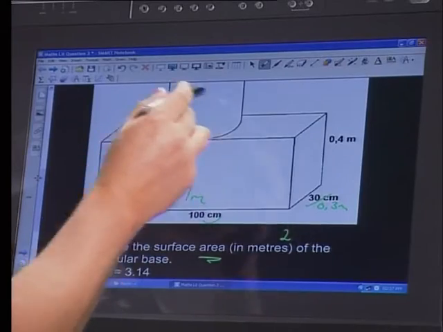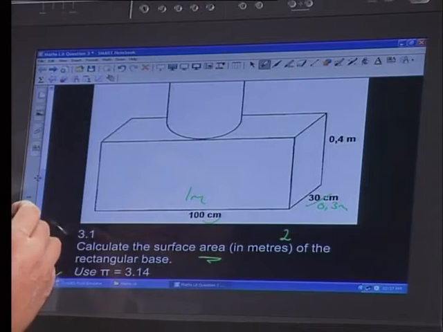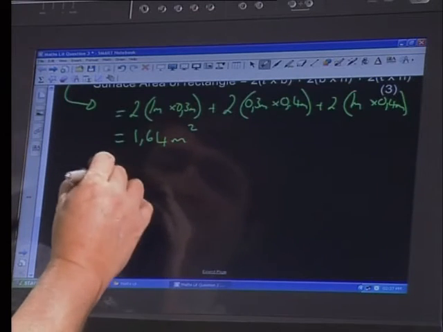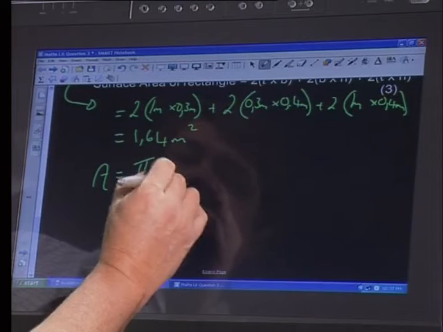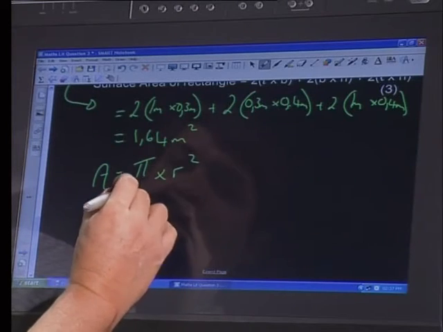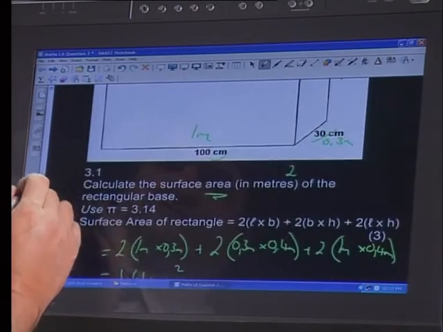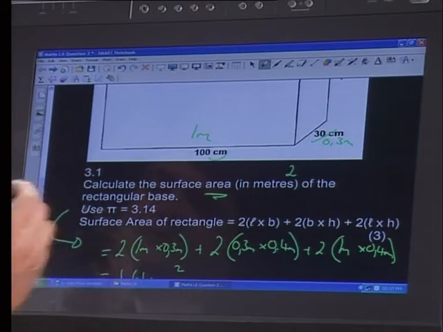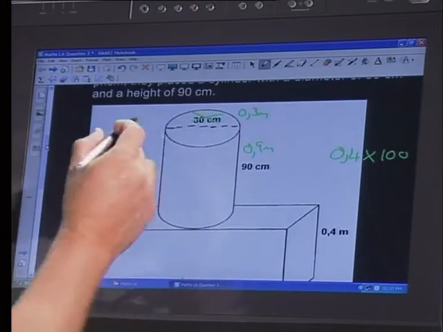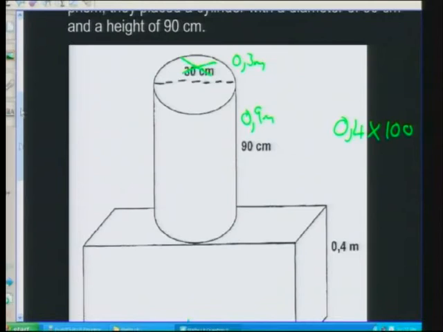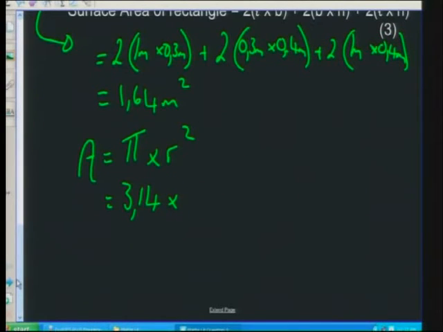How are we going to take that out? We've got to find the area of that circle. Now, area of a circle is equal to pi times r squared. Pi is 3,14. Why? Because the question says use pi as 3,14. Now, if we look here, we can see that I have a diameter of 0,3 meters.